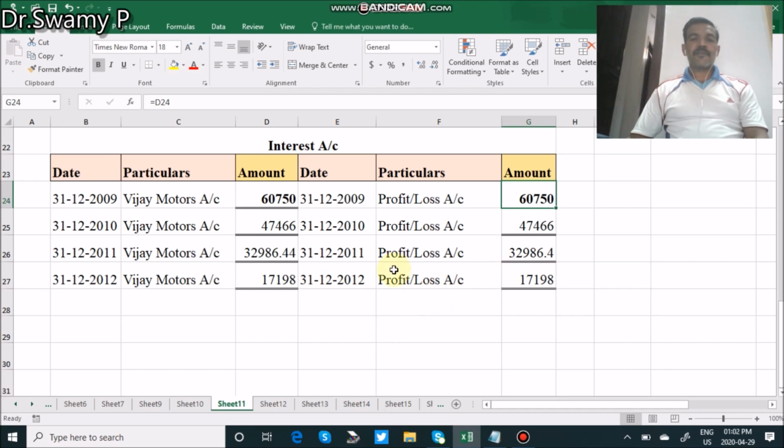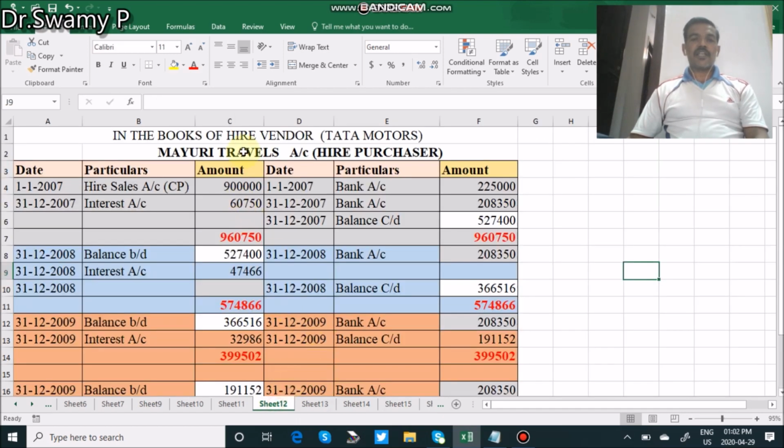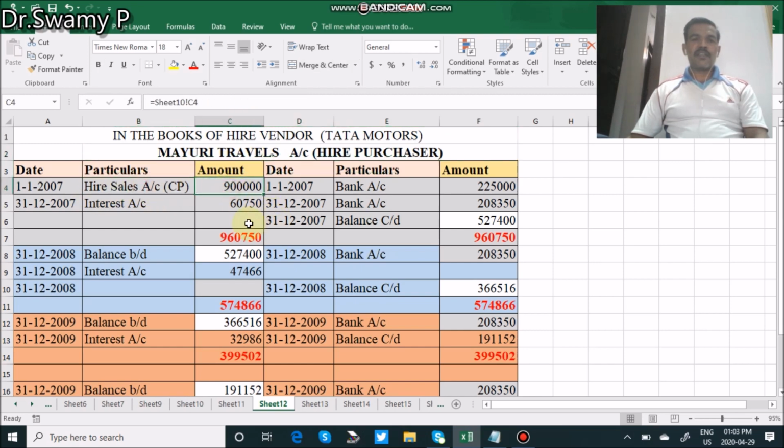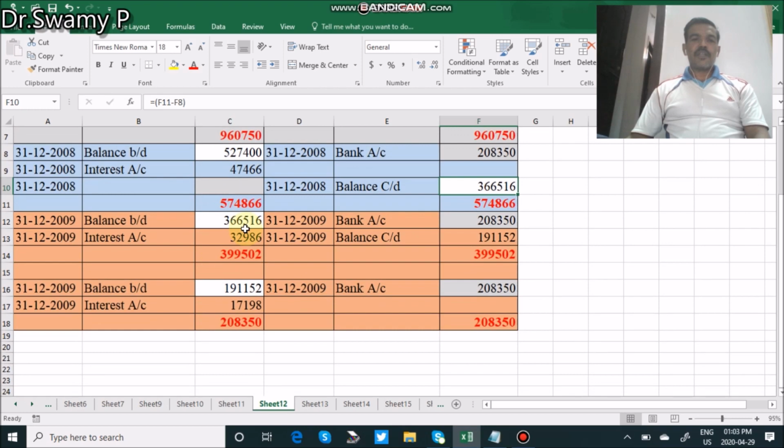In the books of the hire vendor, the ledger accounts are as follows. The hire purchaser, you take, the name doesn't matter, and the hire buyer account is debited to hire sales account 9 lakh. Interest becomes due. Interest is an income. Therefore, the amount of cash price received, installment received, and the balance of the hire purchaser account. Balance of the hire purchaser account, interest due, installment received, balance due. Then the second year also has balance and interest due, installment received, balance carried down.